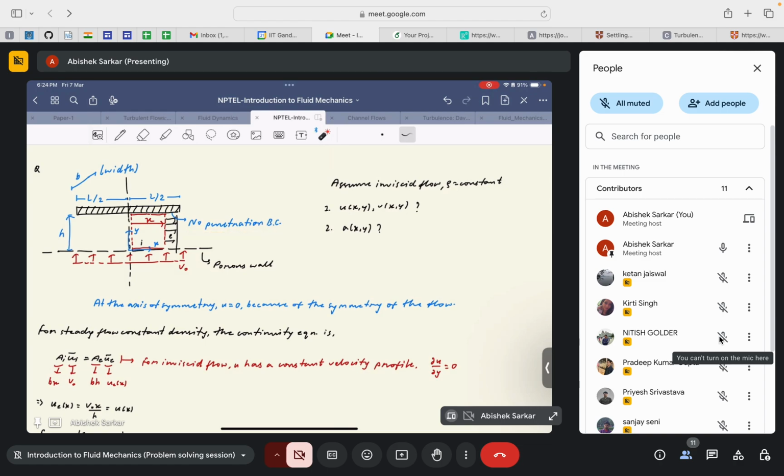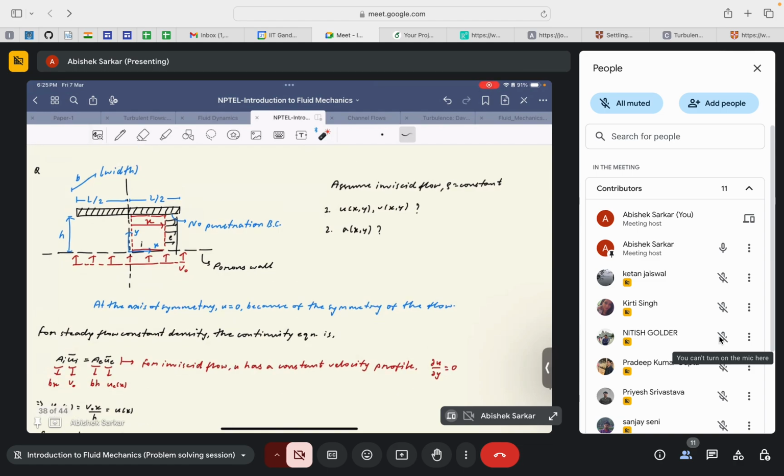We will also deal with no slip boundary conditions when we discuss viscosity, but in this case we are not inherently saying that the flow is viscous, so we are not introducing the no slip condition here. We briefly introduced it in the first lecture, but we are not applying it here because the fluid is not taken as viscous. So the viscosity can be neglected in this particular case.